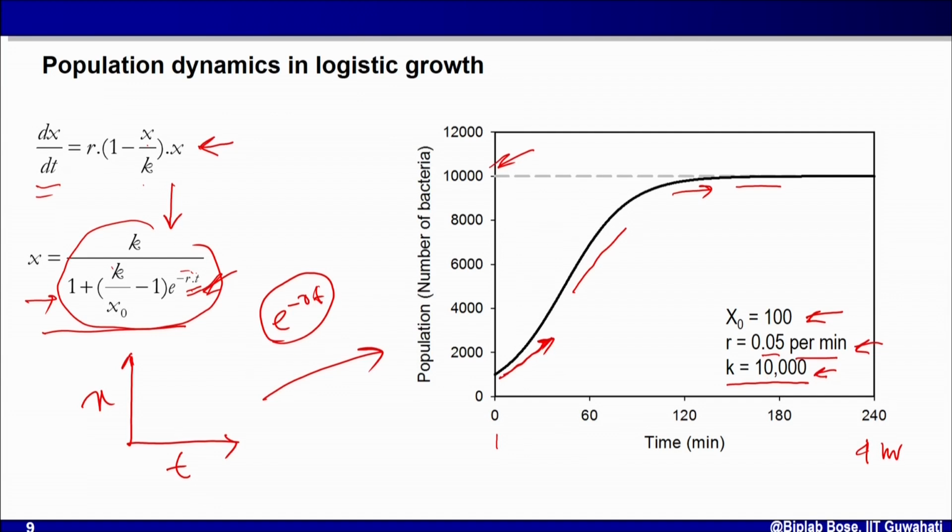So what is happening here? We start with 100 cells. Initially it increases exponentially. As it reaches towards the carrying capacity K, it becomes shallower and shallower, and then it becomes flat and hits the ceiling, the saturation point of 10,000. There is no further growth of the bacteria.